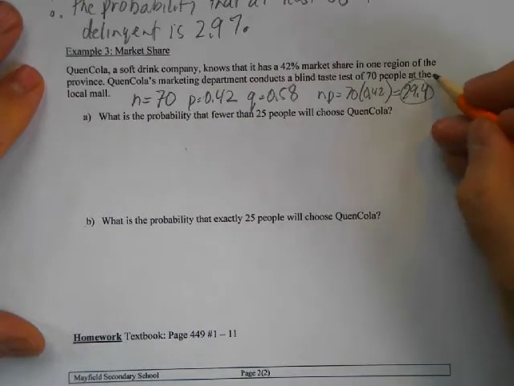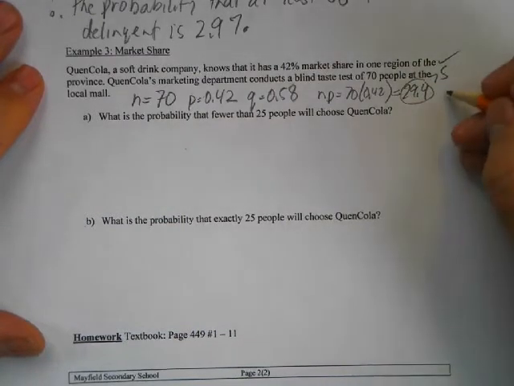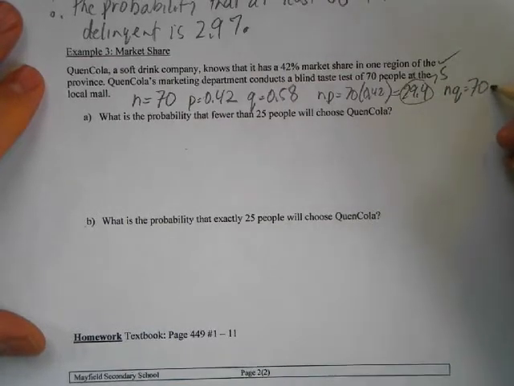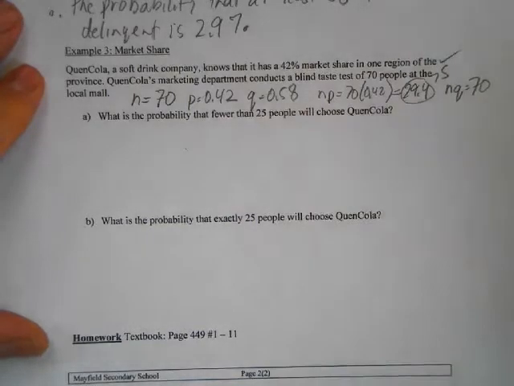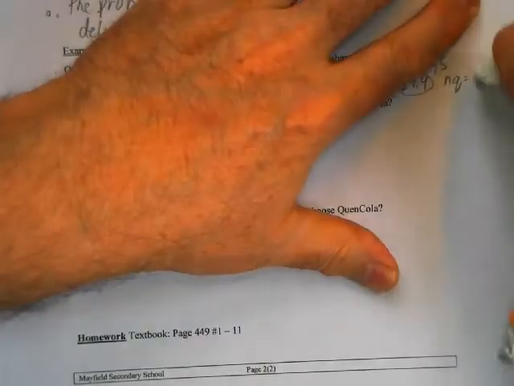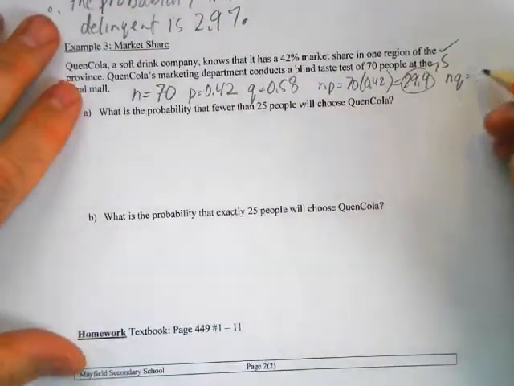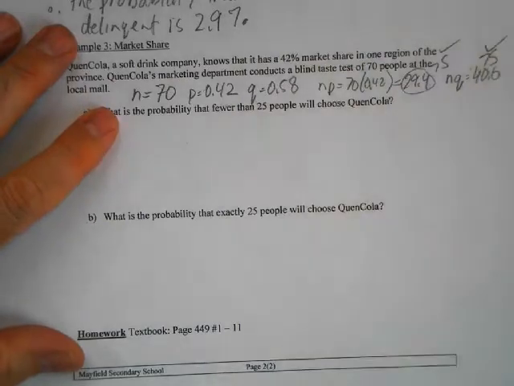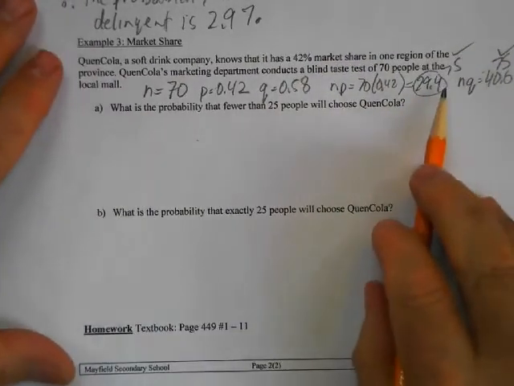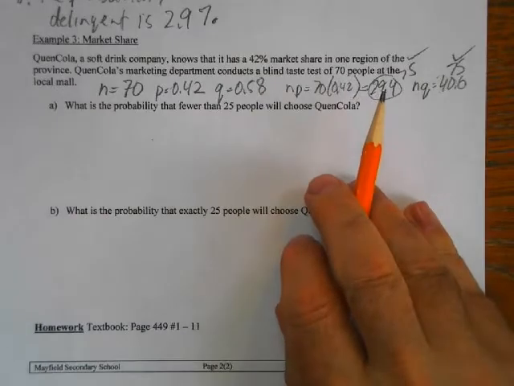So obviously that's greater than 5, so that's good. And our nq value will actually work out to even higher. It's 70 times 0.58, which will be 40.6. And that's greater than 5, obviously. So those two tests show that we can go ahead and use the normal approximation.